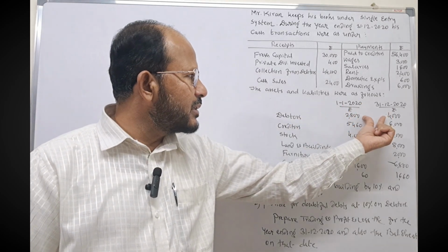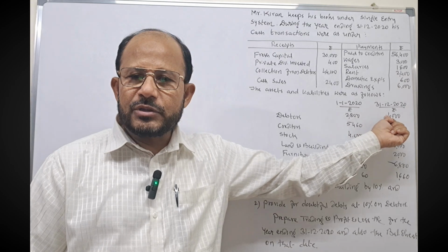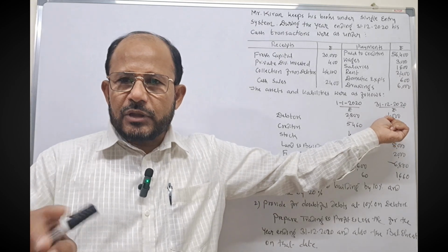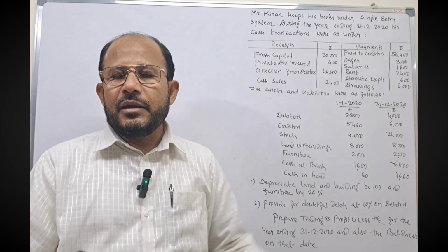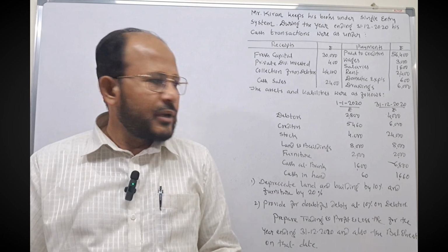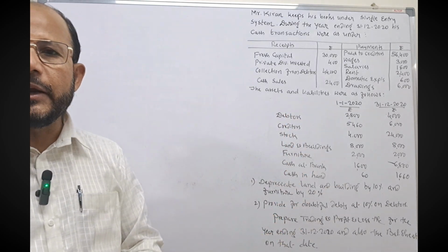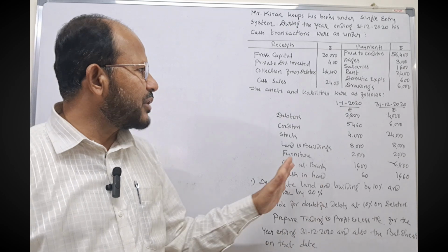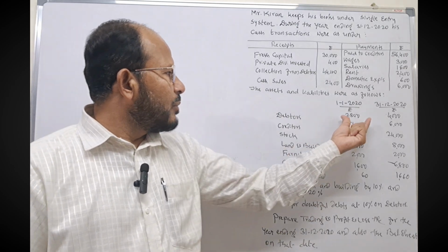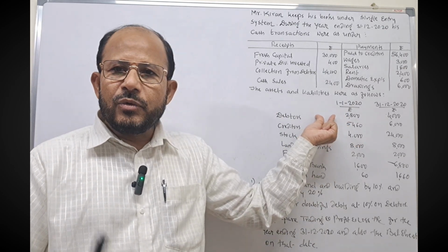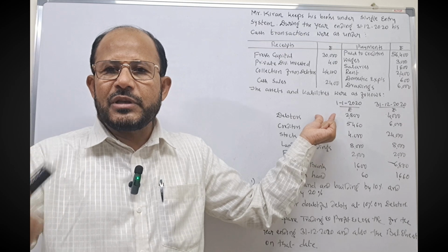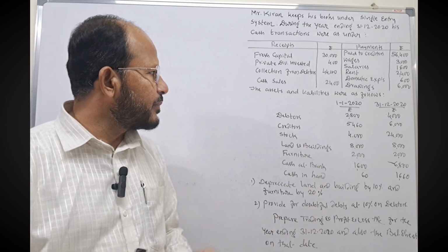Here, what it indicates: if the opening balance of debtors and the closing balance of debtors are both given in the problem, it means credit sales is not given. You check the problem, credit sales is nowhere mentioned. Therefore, by preparing the sundry debtors account, we are going to find out the missing figure, that is credit sales.